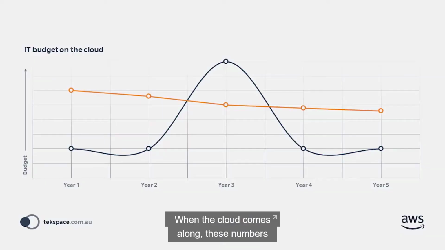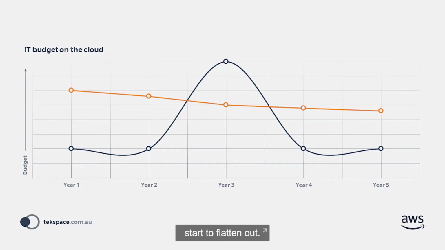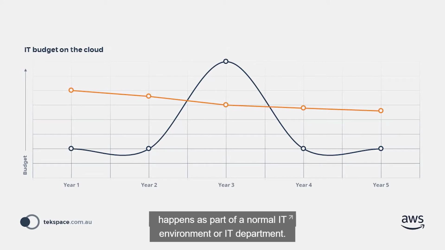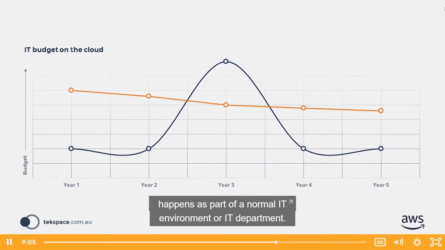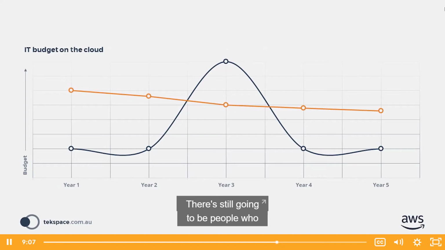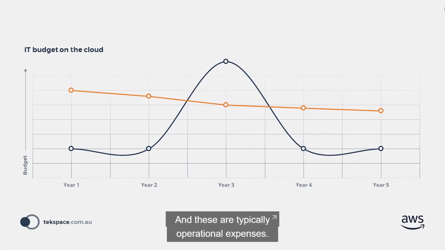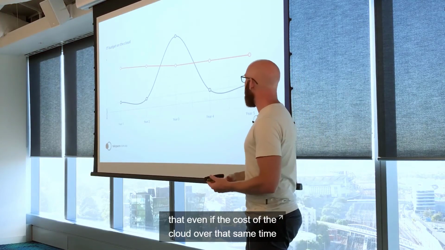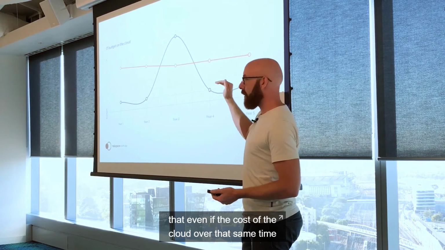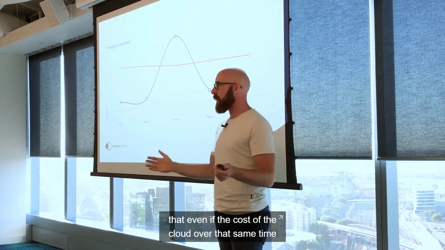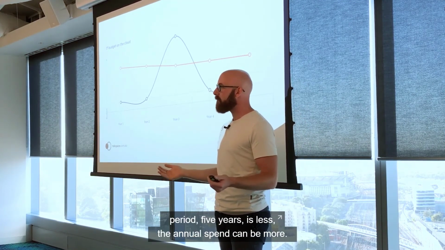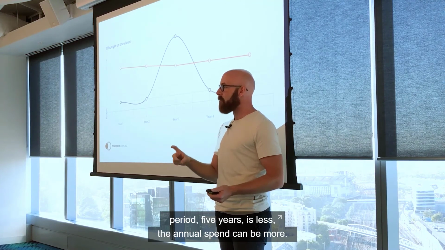When the cloud comes along, these numbers start to flatten out. You still have a lot of the OPEX that happens as part of a normal IT environment or IT department. There's still going to be people who need to service it and so on, and these are typically operational expenses, but there's none of this lumpiness anymore. Now, what this means for the CFO is that even if the cost of the cloud over that same time period, 5 years, is less, the annual spend can be more.